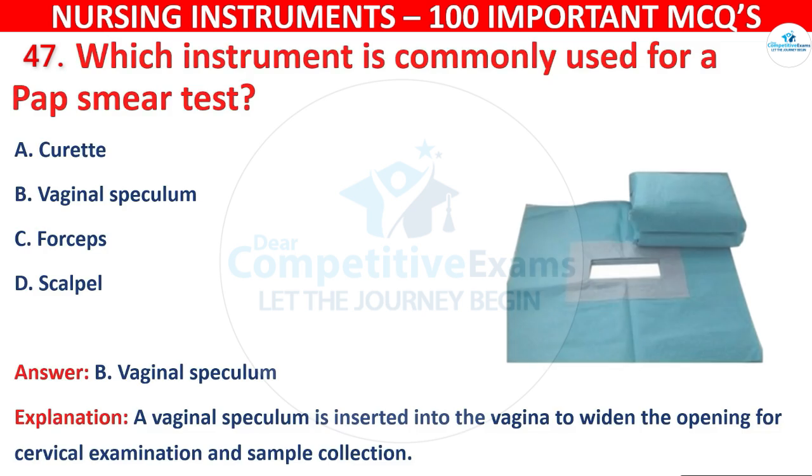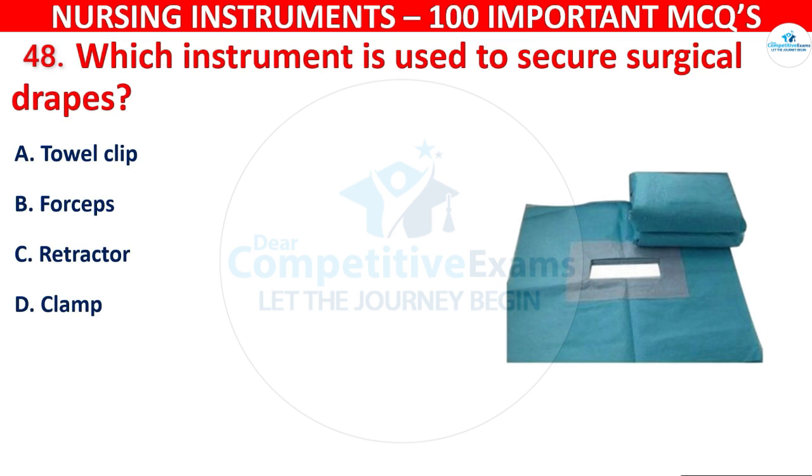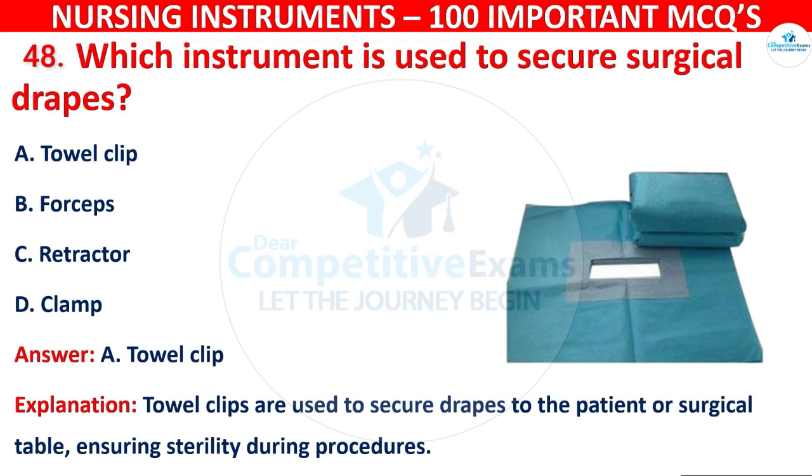Question number 49. Which instrument is used to secure surgical drapes? Your options are towel clip, forceps, retractor, or clamp. The correct answer is A, that is towel clip. Towel clips are used to secure drapes to the patient or surgical table, ensuring sterility during procedures.